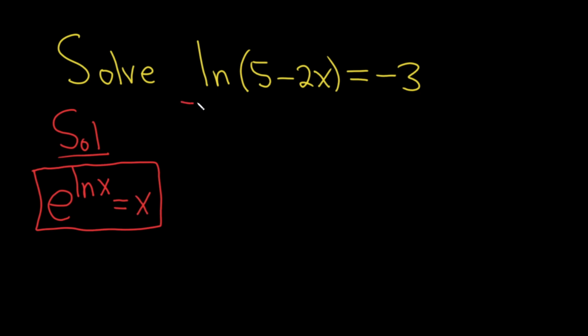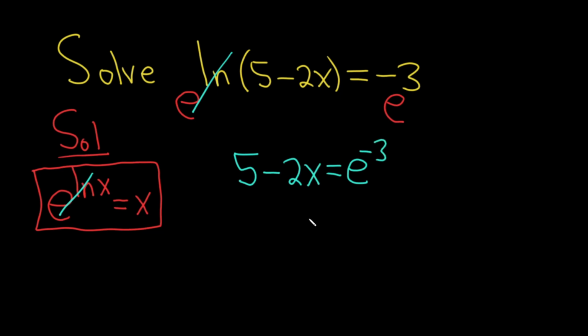So we'll start by basically putting an e here and putting an e here. So we are exponentiating both sides. These go away, just like here in the formula, and we're left with x. So we have 5 minus 2x equals e to the negative 3. And we're looking for x, so we need to isolate it. So let's go ahead and subtract 5 from both sides. These go away. So we have minus 2x equals e to the negative 3 minus 5.